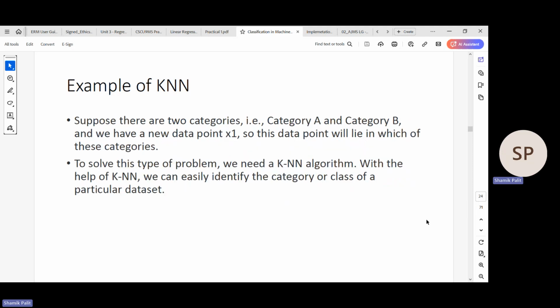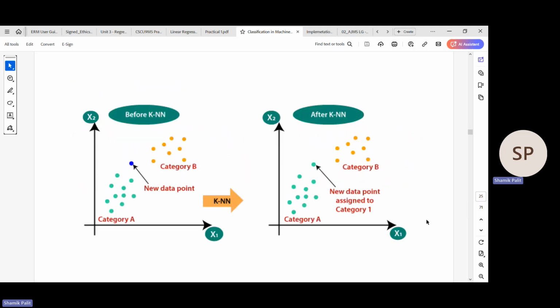Say, for example, you have two categories A and B, and there are certain new data points being incorporated, and we need to place those data points either in category A or in category B. If you see this example, the idea will be very clear. Before KNN, we have considered category A, which is in green color, and category B, which is in golden color. There is one data point available over here, in dark blue color. You can see that when we apply KNN, that new data point comes under category A. That's the main idea behind KNN.